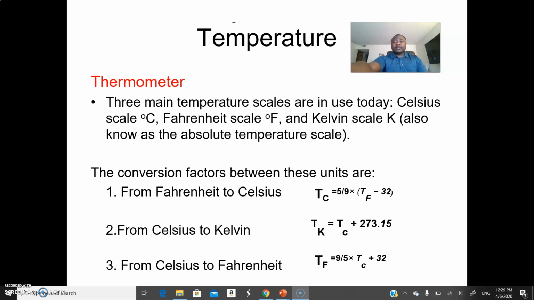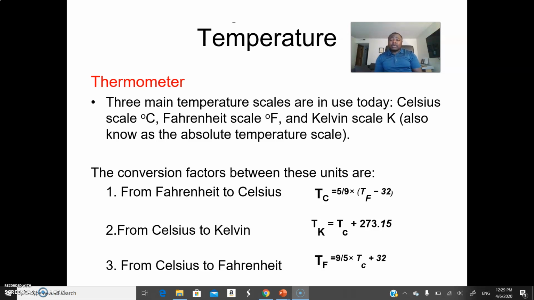So there are various ways by which we can measure temperature, various scales or various units. We can measure temperature using degrees Celsius, degrees Fahrenheit, or Kelvin. And these three different units have different temperature scales: the Celsius scale, the Fahrenheit scale, and the Kelvin scale.